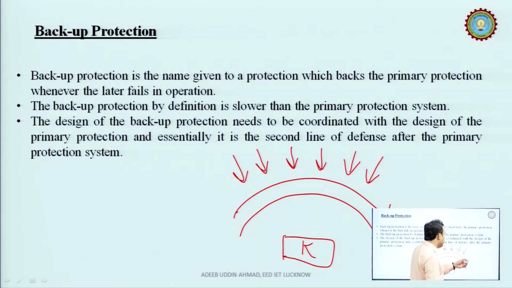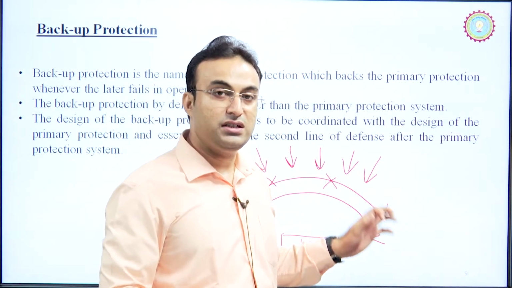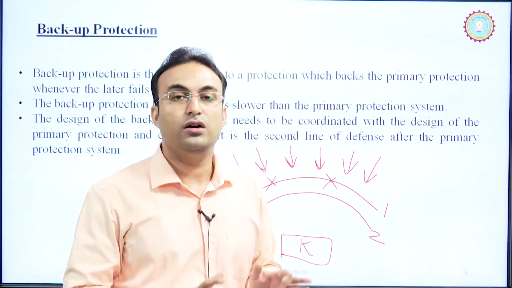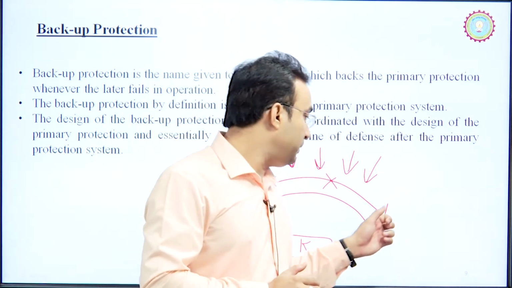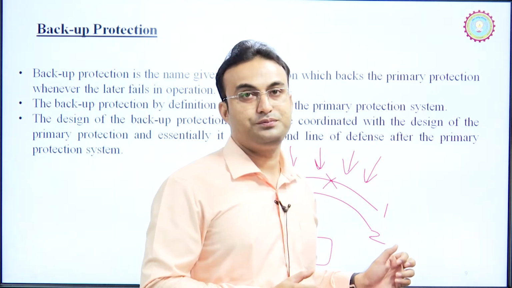The first line of defense is responsible to operate first, but when the first line of defense fails to work, the second line of defense will work. The condition is that the second line of defense always works after the failure of the first line of defense. So, we have some time difference between the first and second lines of defense. The first line of defense, or primary protection, will always act instantaneously or first. After that, when primary protection fails, the secondary protection or backup protection will act.